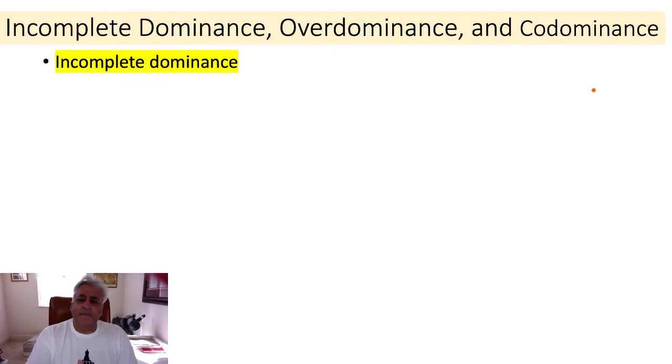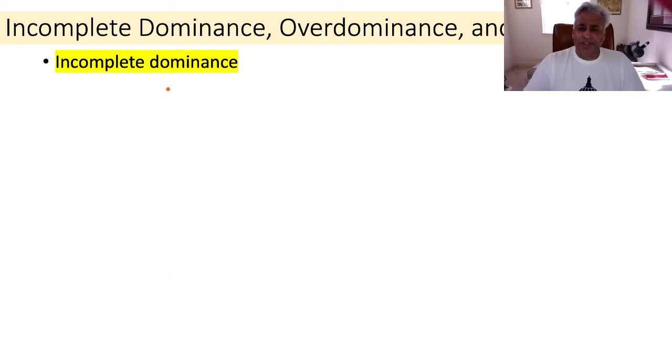The next three alterations in the dominance perspective that we're used to seeing, where there's complete dominance, are these three: incomplete dominance, overdominance, and codominance. Each one is easily illustrated with an example. The example that we use for incomplete dominance in almost every genetic situation is the four o'clock flower. Let's illustrate that with a nice example.